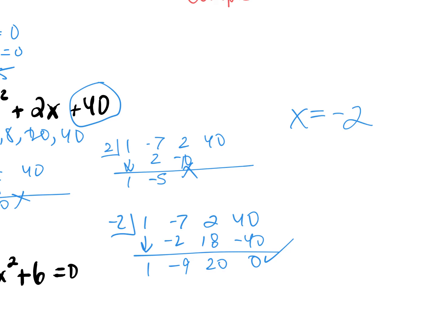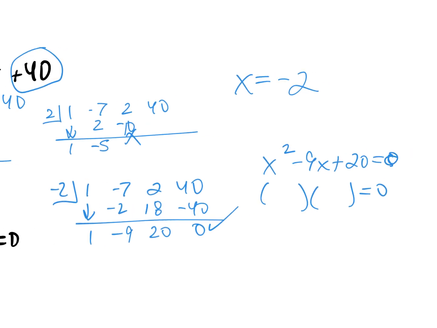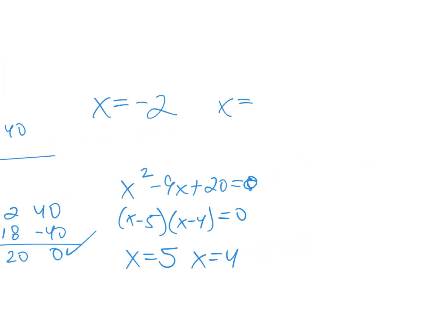Now with my resulting polynomial, x squared minus 9x plus 20 equals 0. What are factors of 20 that multiply to give me 20 but add to give me negative 9? What kind of 5, what kind of 4? x minus 5 and x minus 4. Good. So my other two solutions are 5 and 4. So x equals 5 and x equals 4.